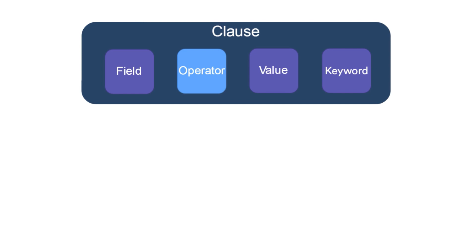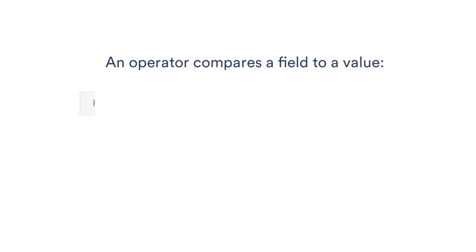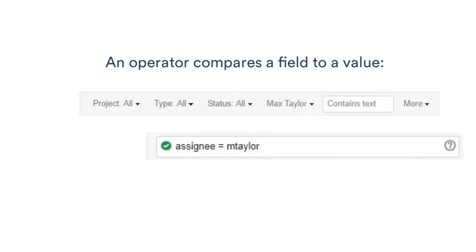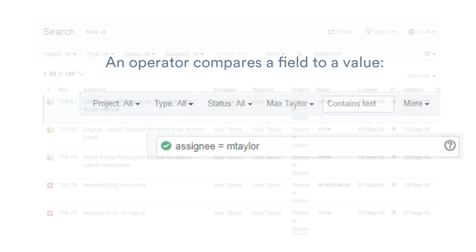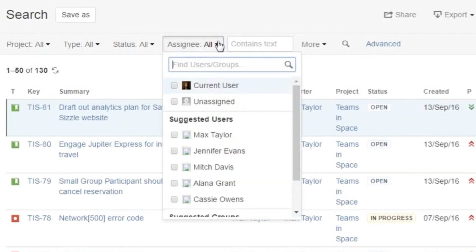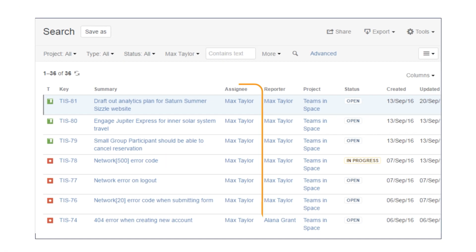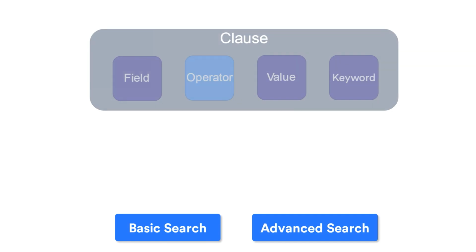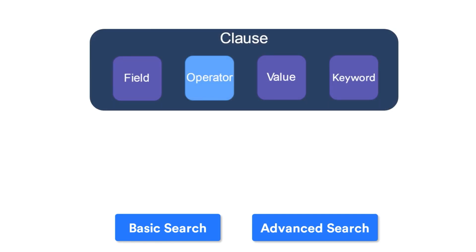Operators are another query element and are integral in clauses. Operators enable you to compare a field to a value, such as using equals to compare Max Taylor with the assignee field. If the comparison is true, then the issue is returned in the results. Let's see examples of basic or advanced searches that use operators.